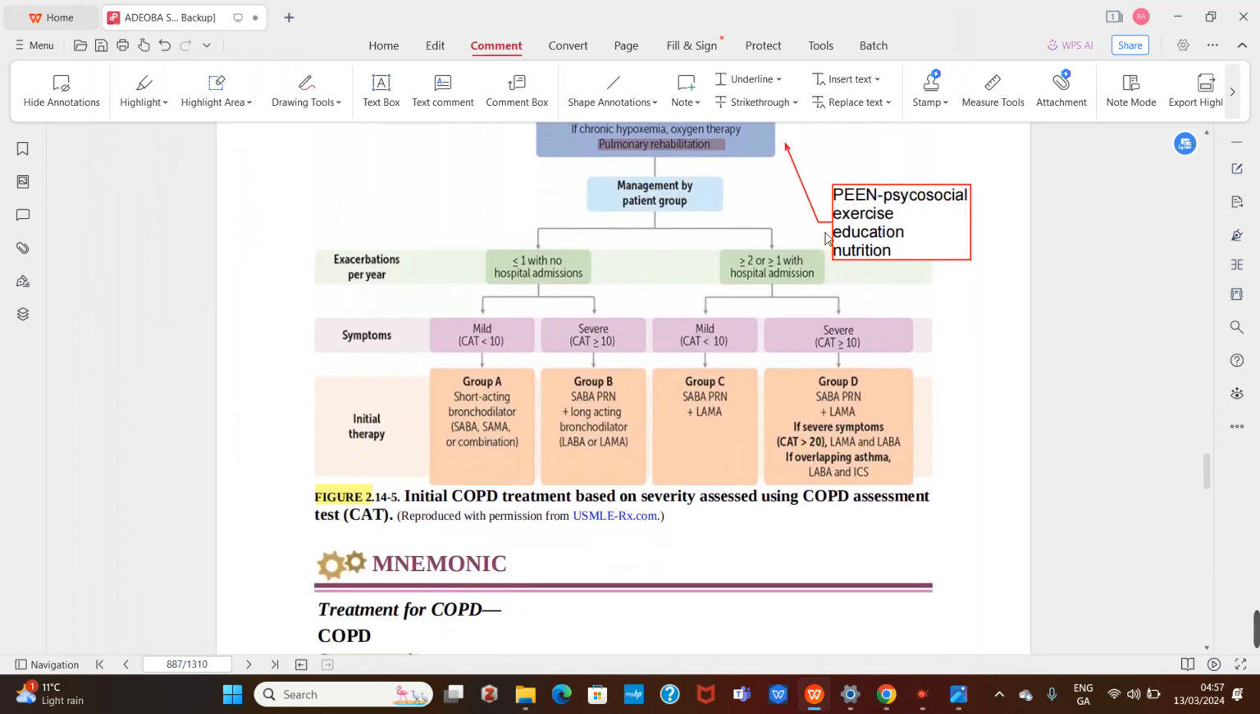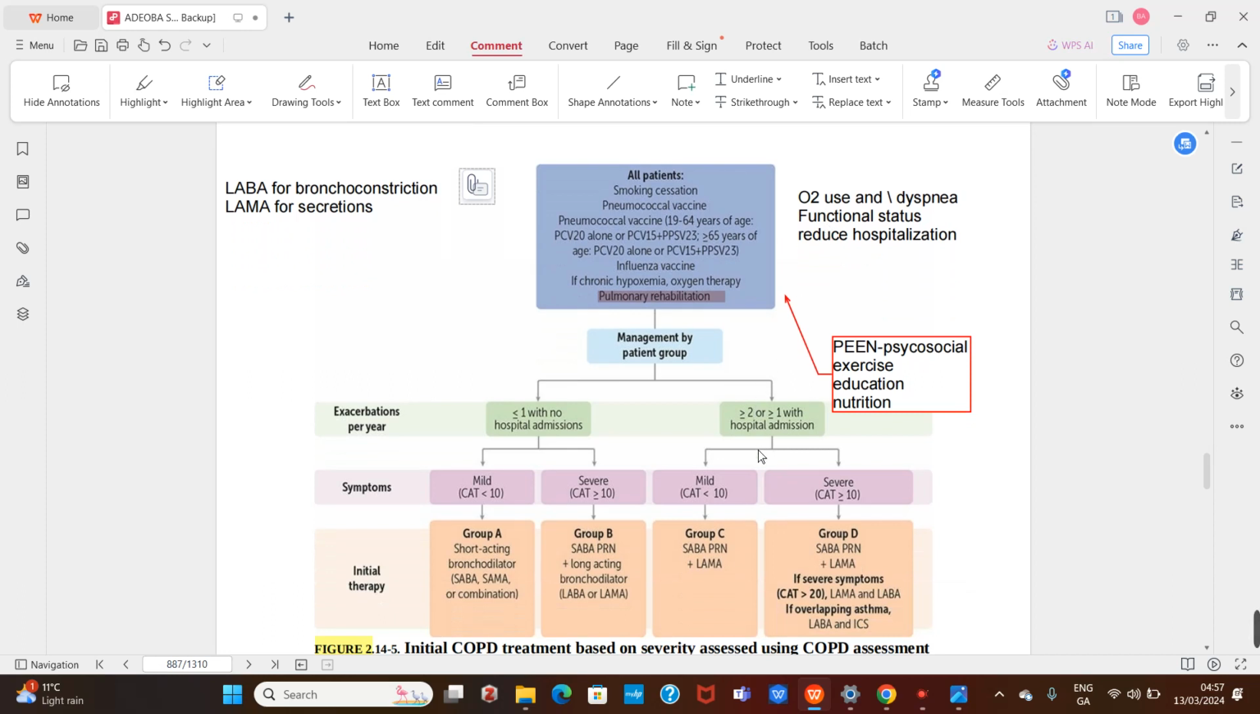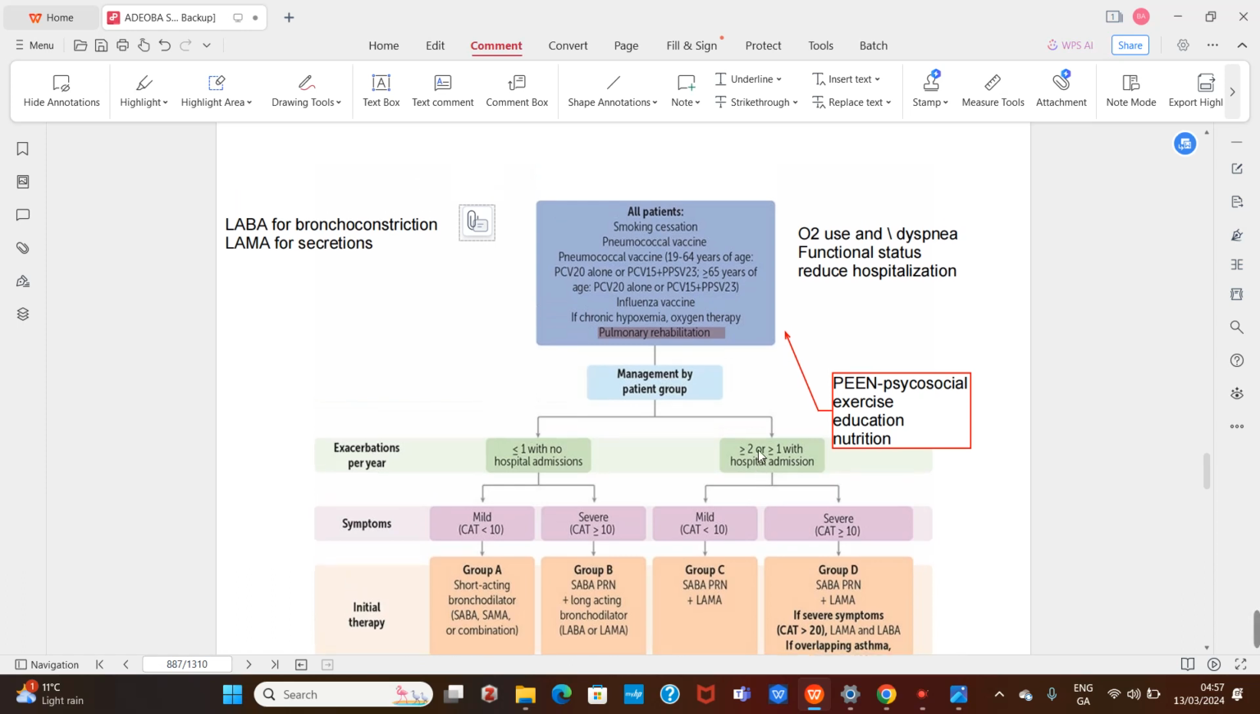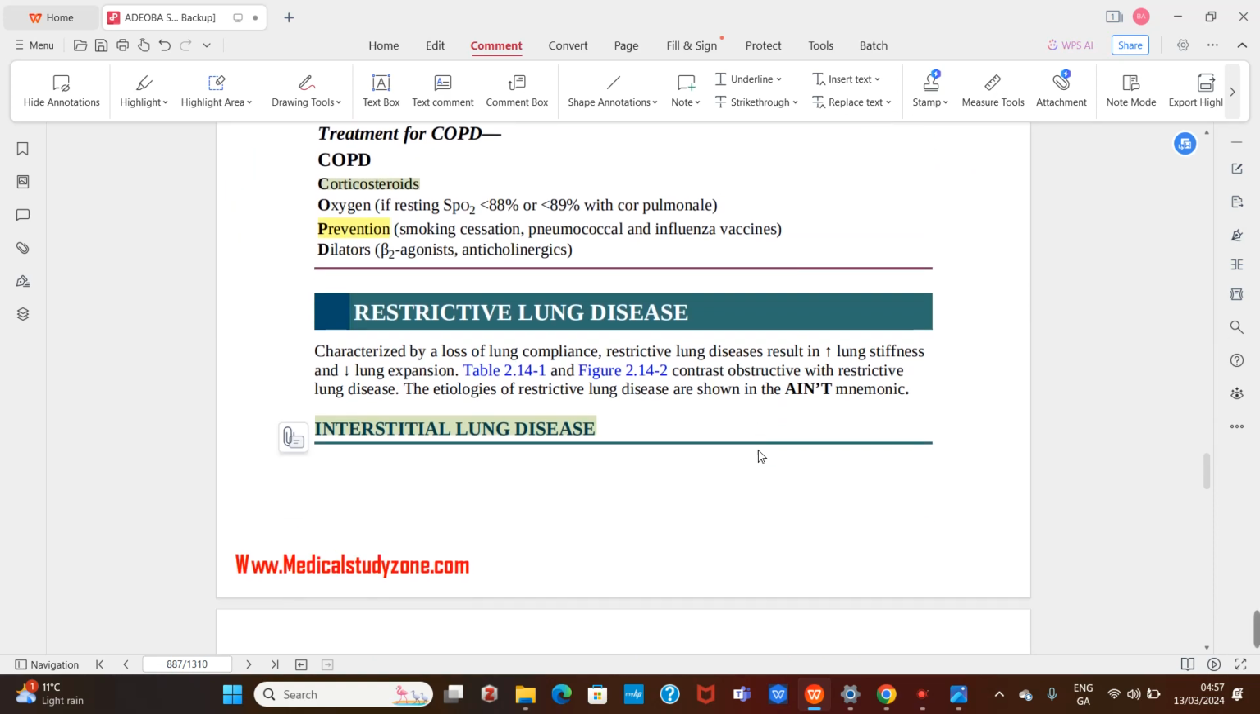Doctor, why don't you give ICS in patients with recurrent pneumonia? Steroid is going to suppress the immunity and it will worsen the pneumonia. Okay. So that is all about that.